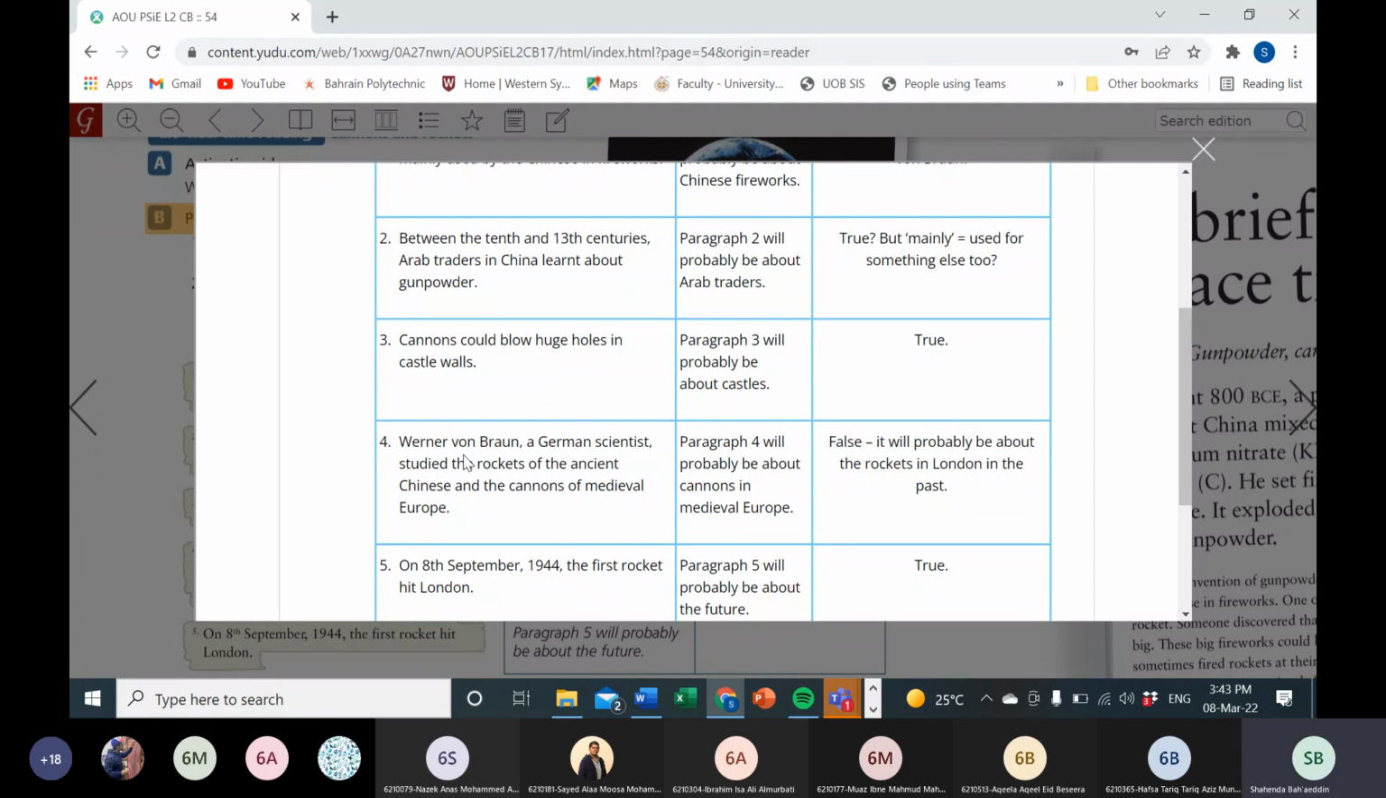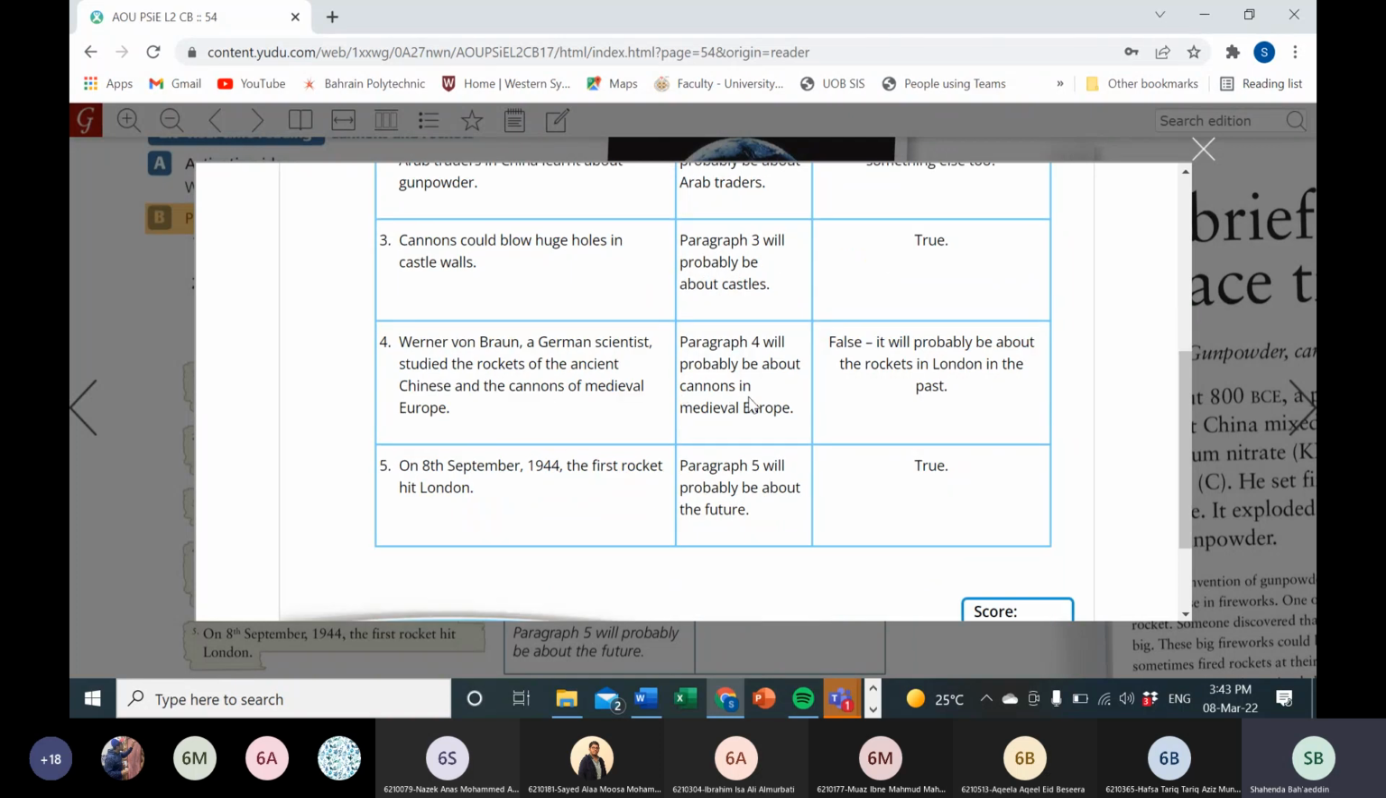Okay, what about number 4? Werner von Braun, a German scientist, studied the rockets of the ancient Chinese and the cannons of medieval Europe. Paragraph 4 will probably be about cannons in medieval Europe. False. Why? Because it will probably be about the rockets in the past. How will we know? We need to go and read paragraph number 4. So it is not only about cannons in medieval Europe. The last one.